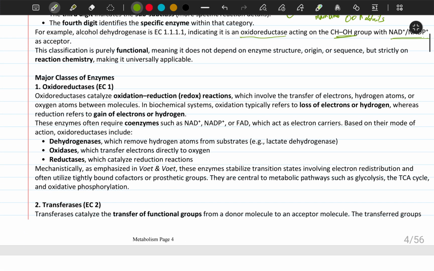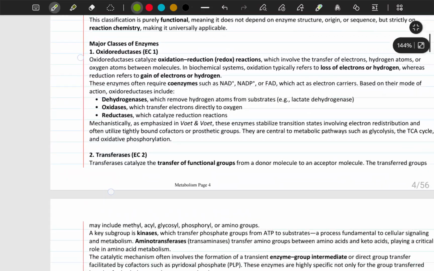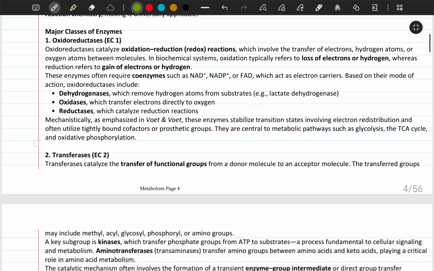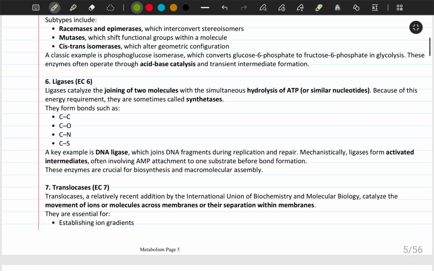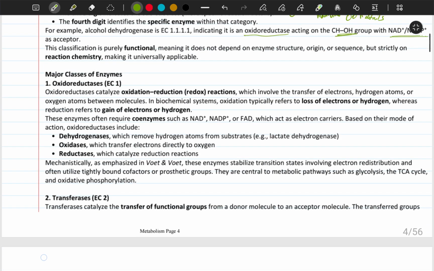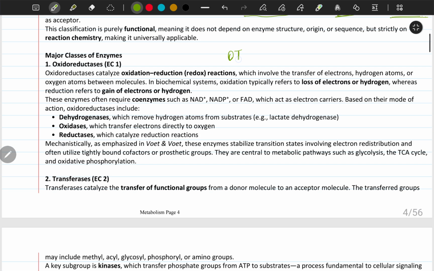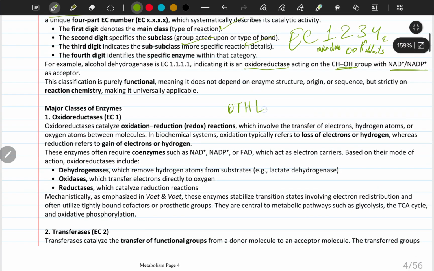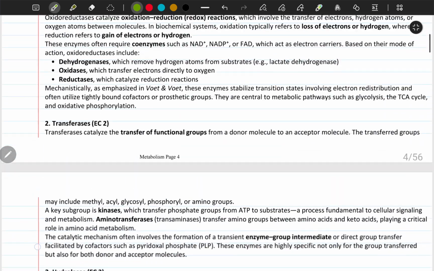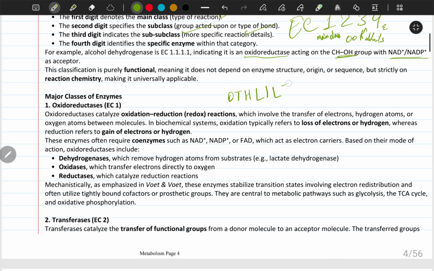Okay, next, we are seeing the numbers. EC 1 is oxidoreductase. There are 7 different classes: oxidoreductases, transferases, hydrolases, lyases, isomerases, ligases, and translocases. 1, 2, 3, 4, 5, 6, 7.